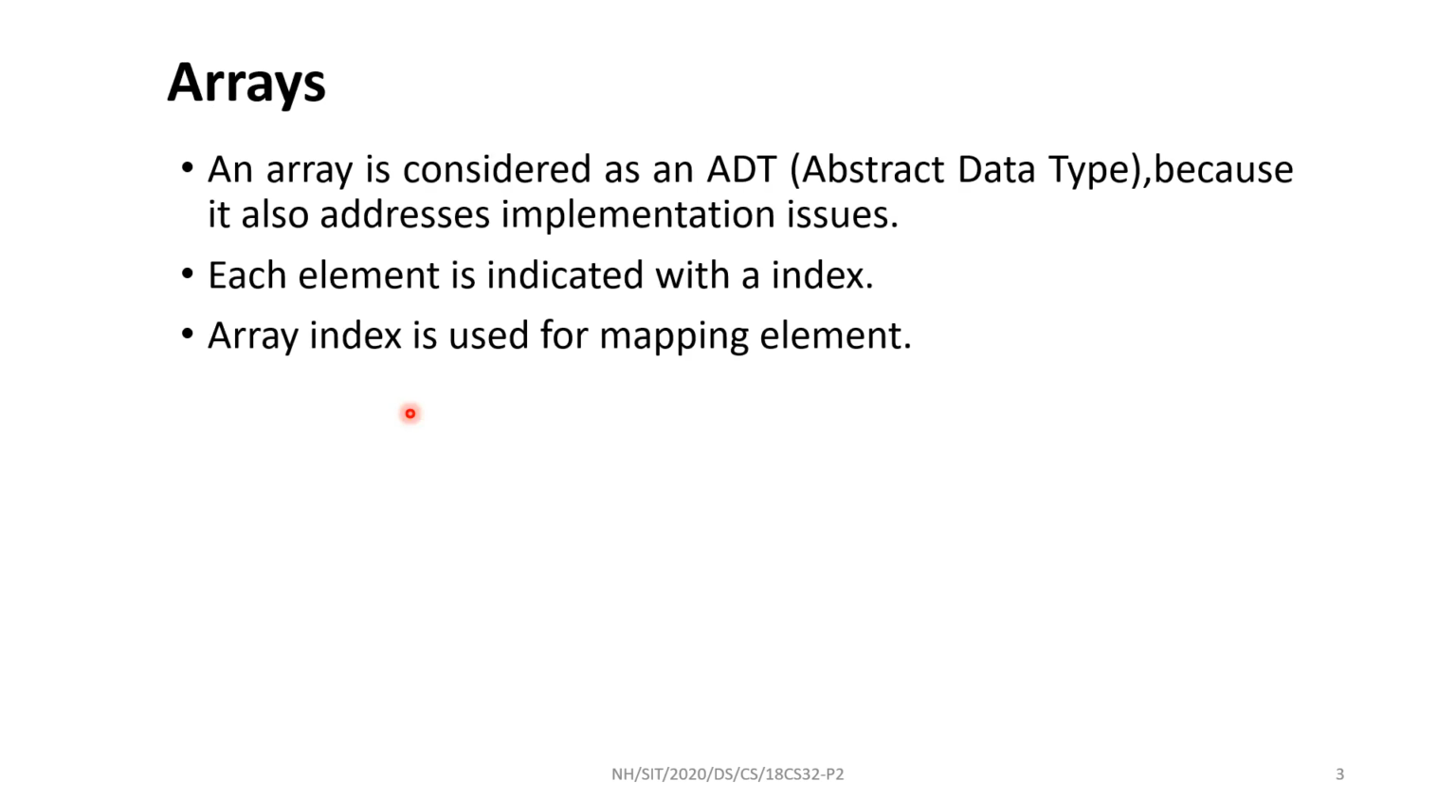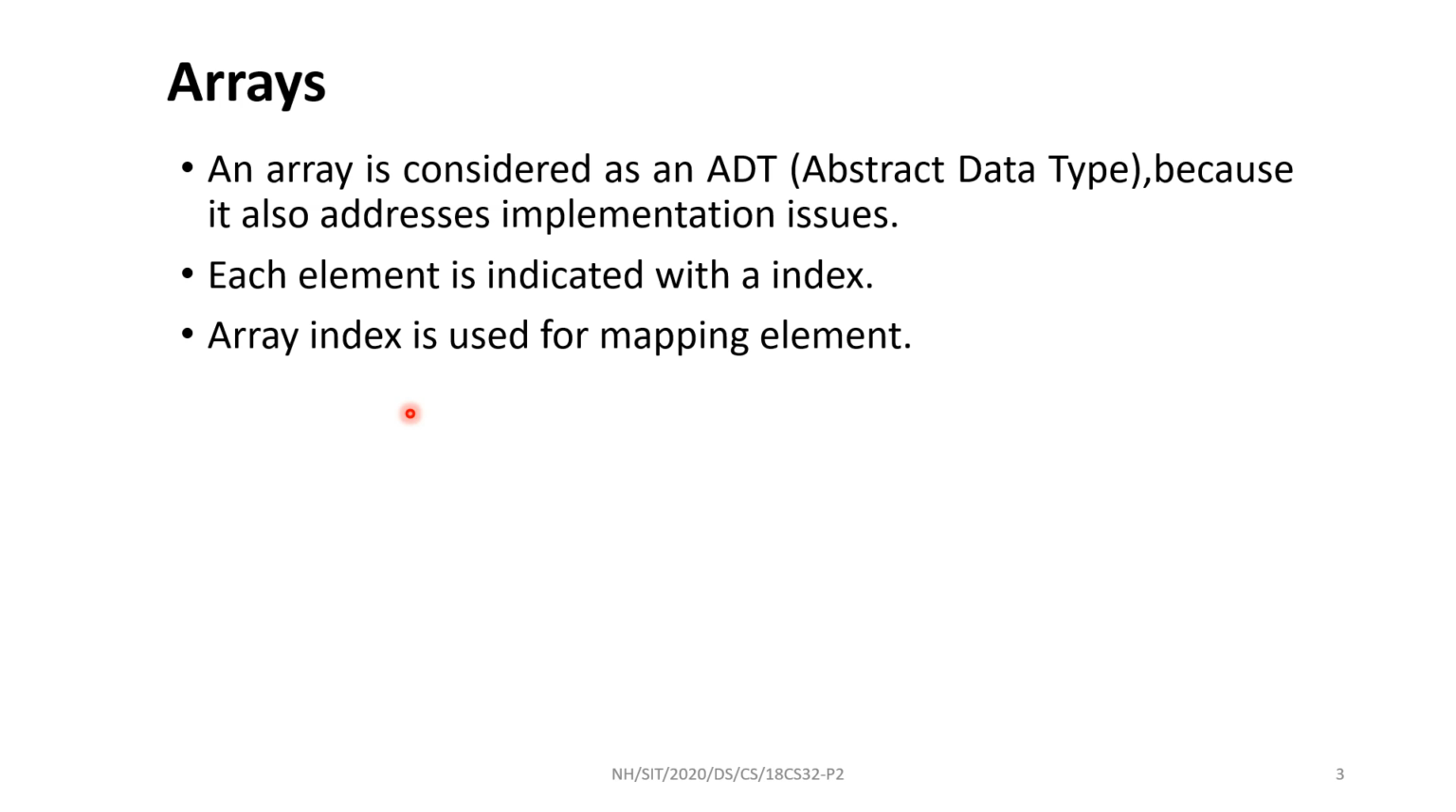An array is considered as an ADT, that is abstract data type, because it addresses implementation issues. As we know, an array is a collection of similar data elements of the same type. It can be a collection of integers, characters, or floating point numbers. That means all the elements are of the same type.